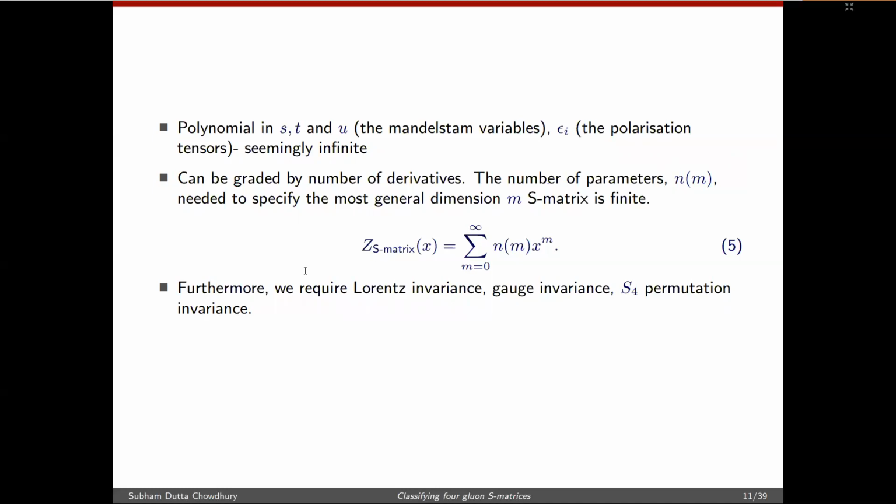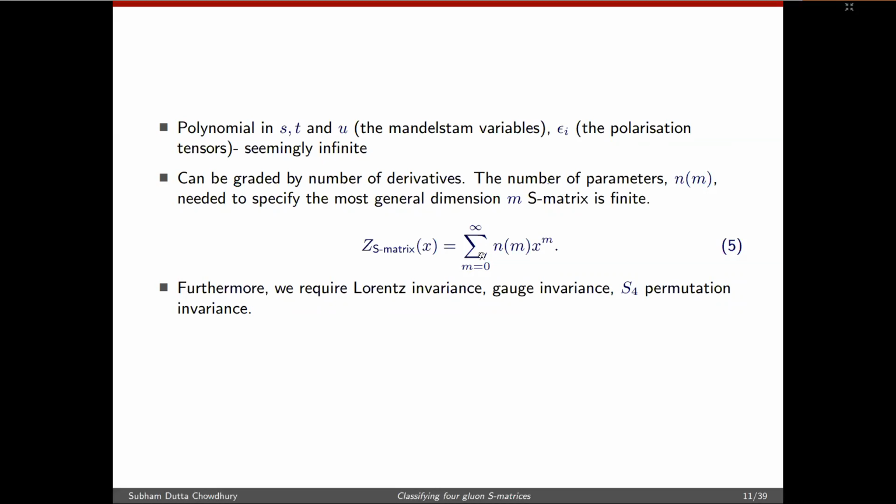And our purpose in this talk would be if we can successfully classify these analytic polynomials in S, T, Mandelstam invariants as well as the polarizations in a controlled manner. So the idea of our classification will be to grade these things by their order of derivatives. So I can write a partition function containing the information of the S matrix at each derivative order.